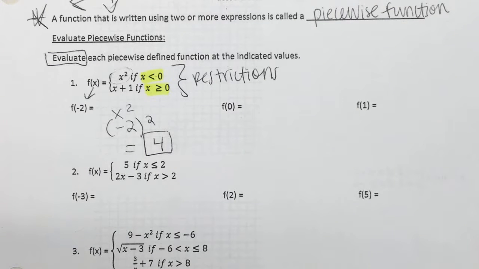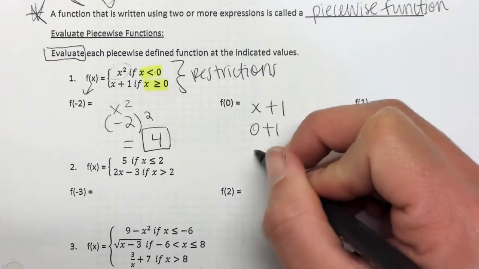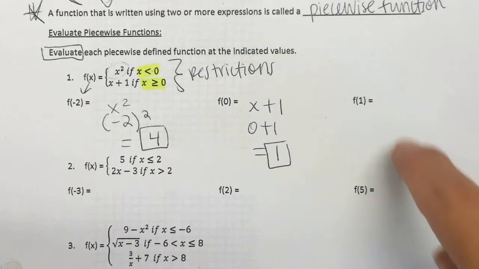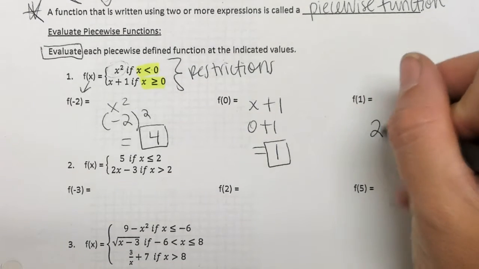So for f of 0, the next one, do we plug it in the top or bottom? How do you know? So when we plug in 0 into this piece, that's going to give us what? Very good. So for the last one, go ahead and do f of 1 on your own. Find out which piece, then plug it in for x. And what y'all get? Good.